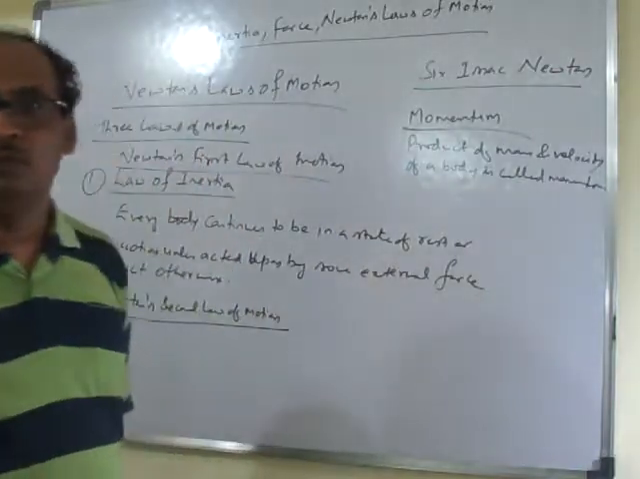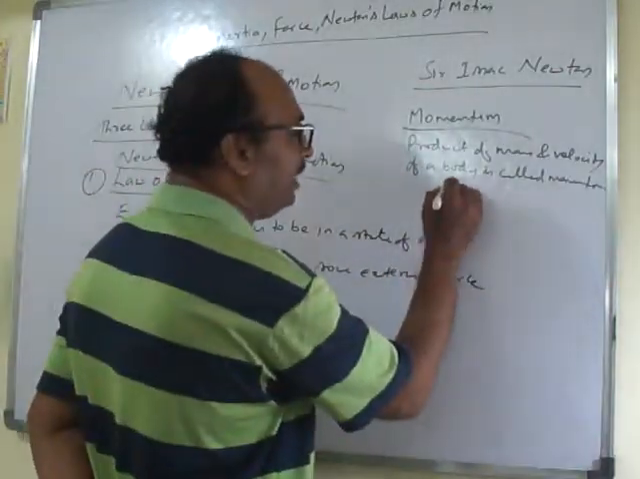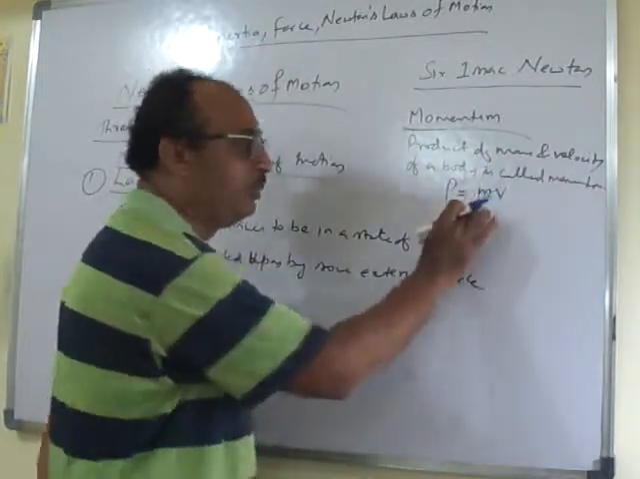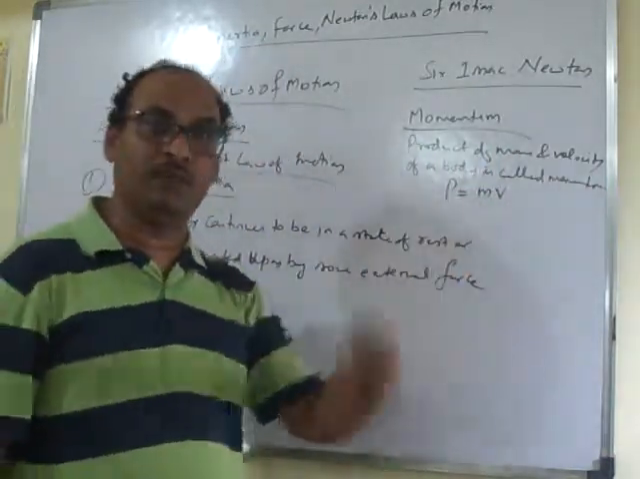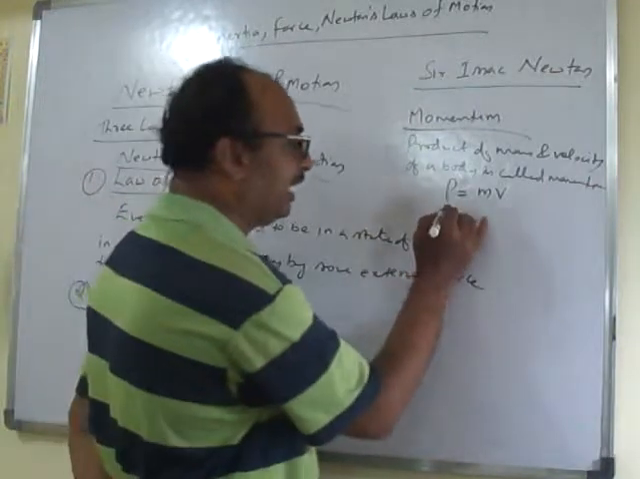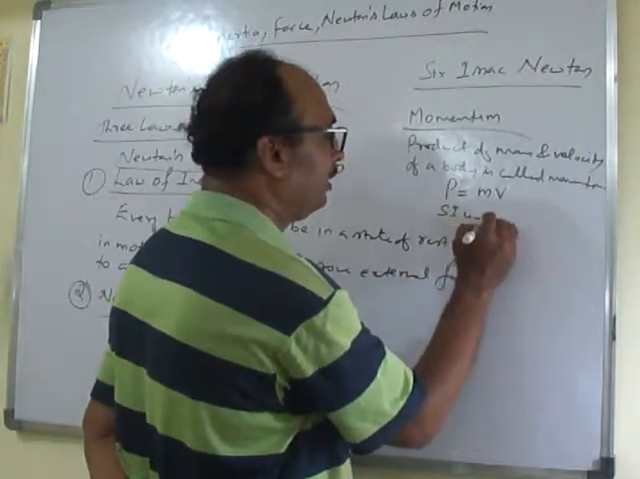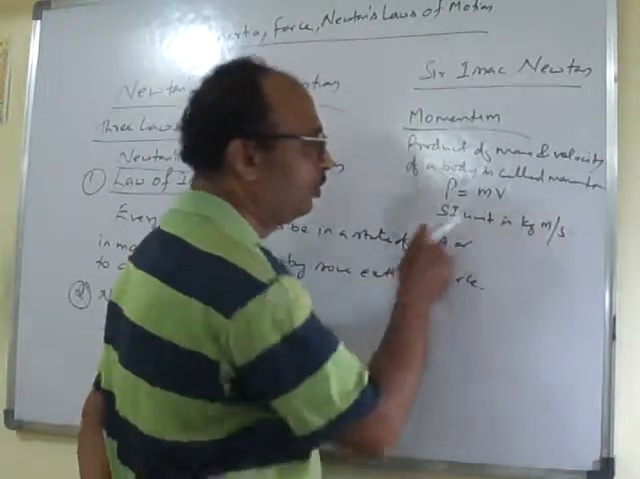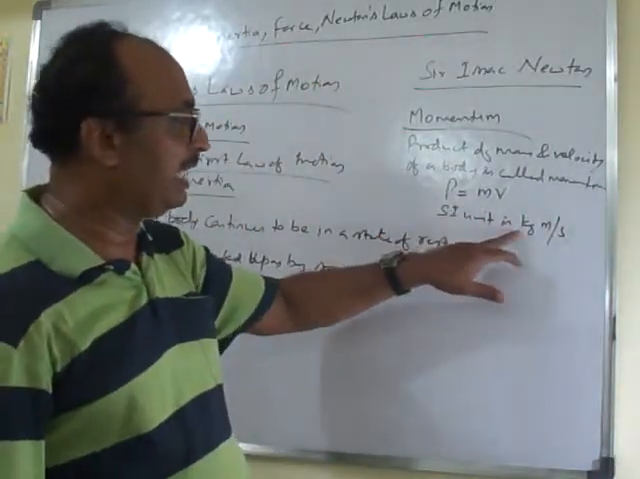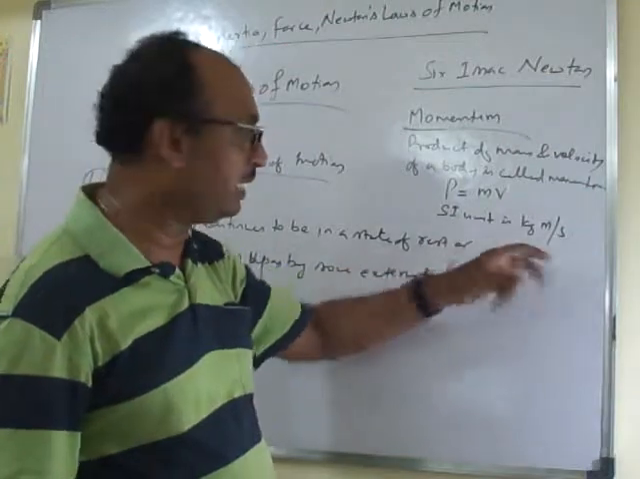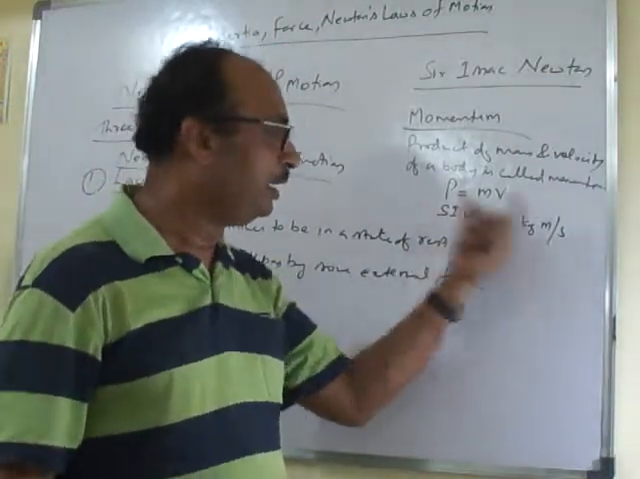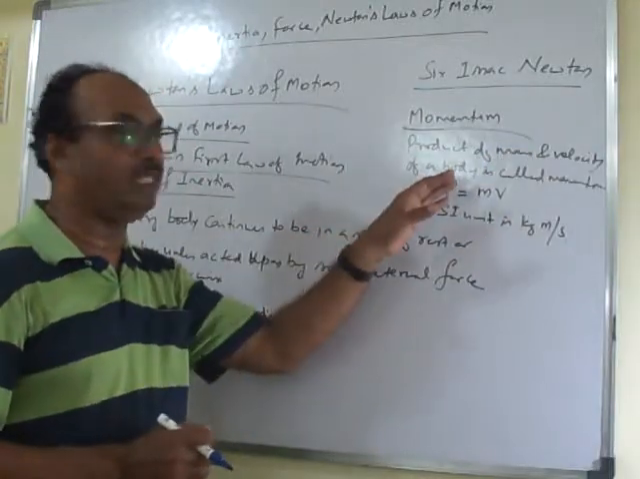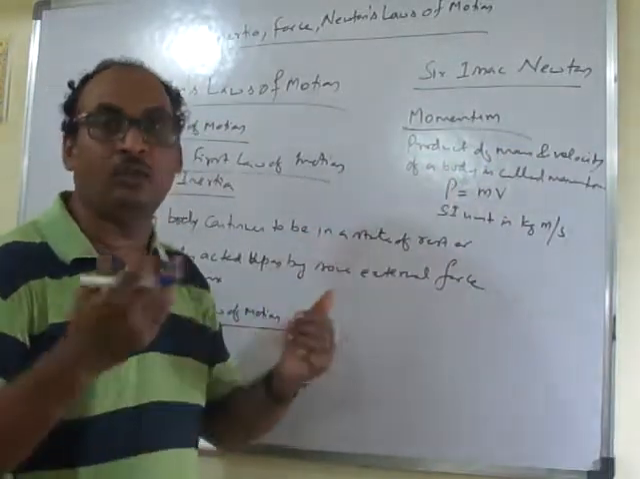This is called momentum. Momentum is generally denoted by P, and it is mass times velocity, where m is the mass of the object and v is the velocity. So what will be its SI unit? The SI unit is kg meter per second. The unit of mass is kg, the unit of velocity is meter per second, so the SI unit of momentum is kg meter per second. The product of mass and velocity of a body is called momentum.